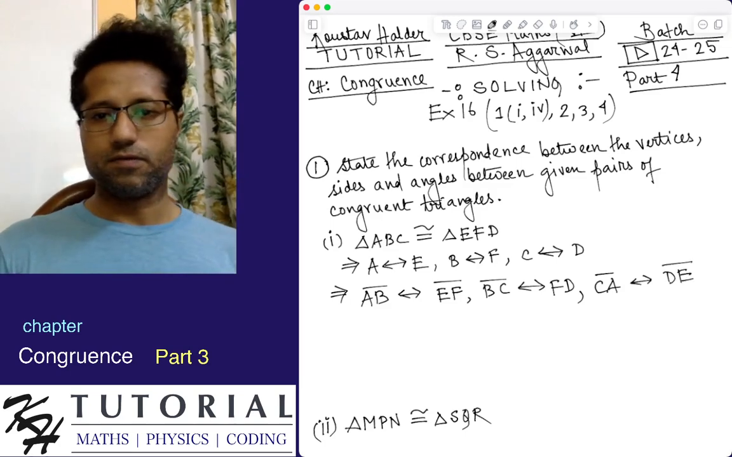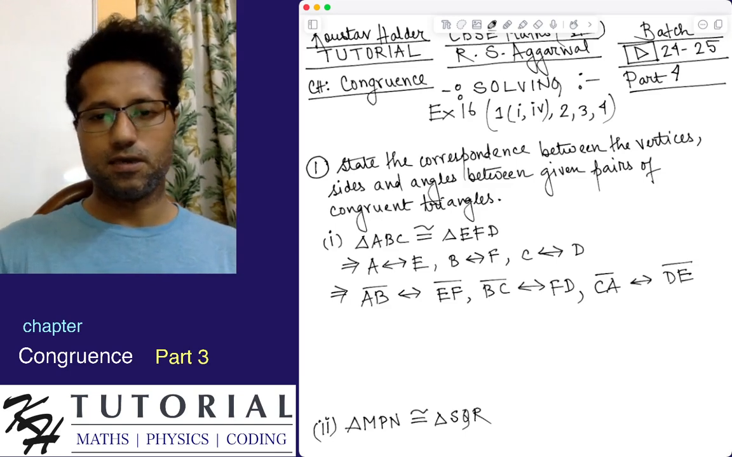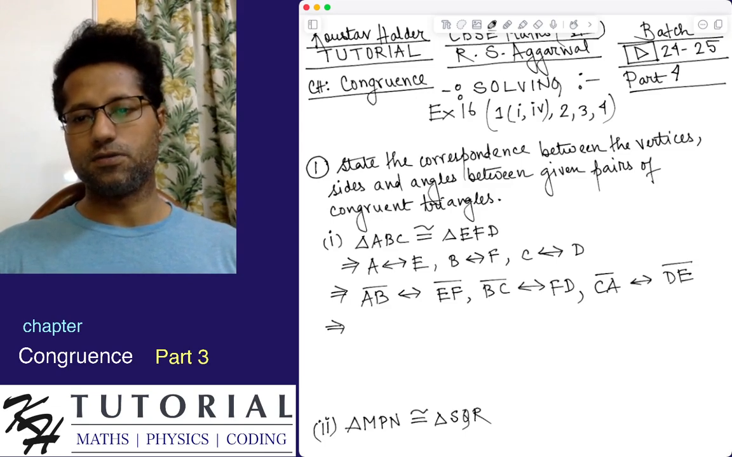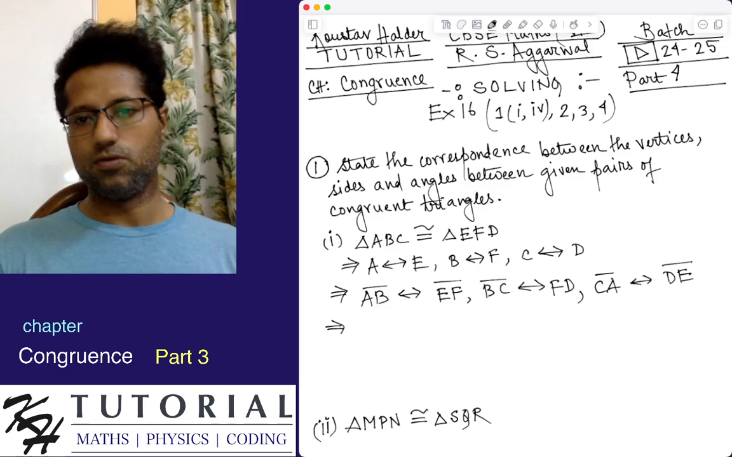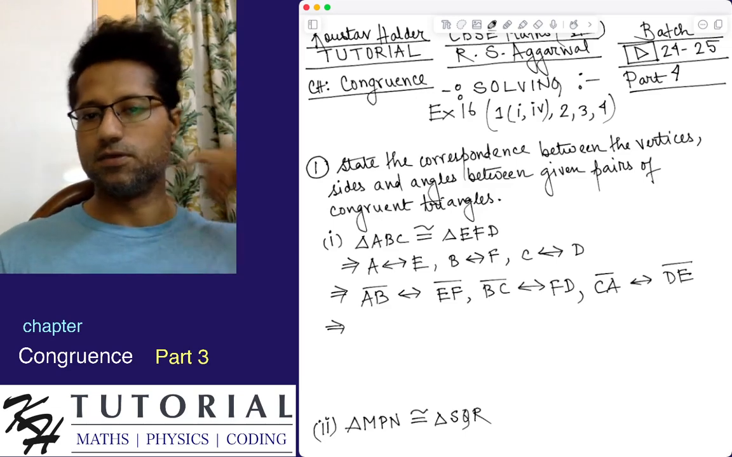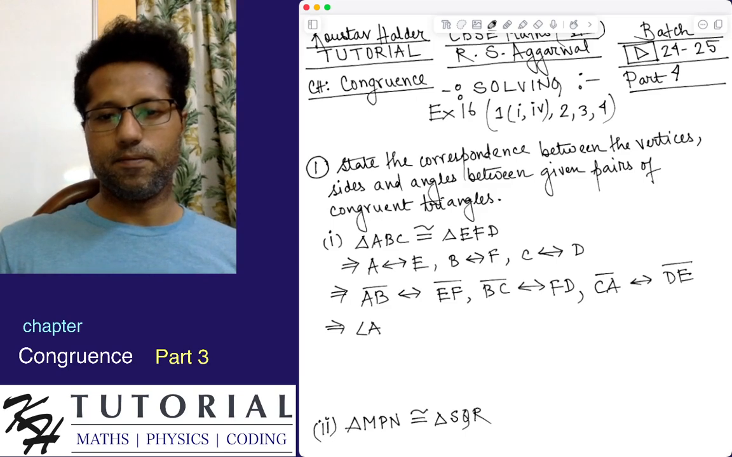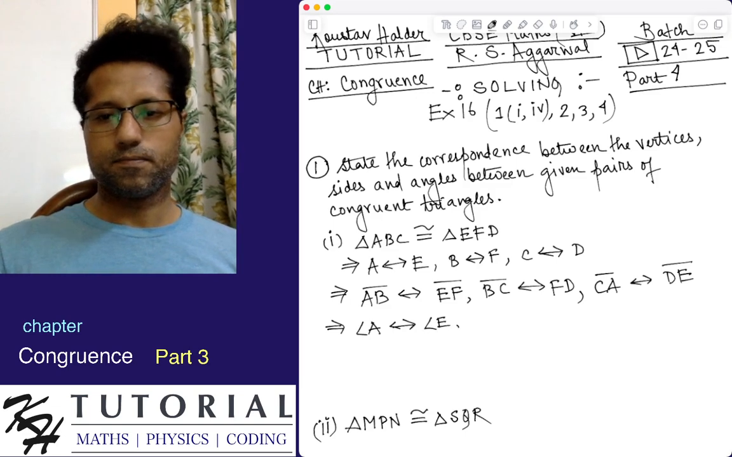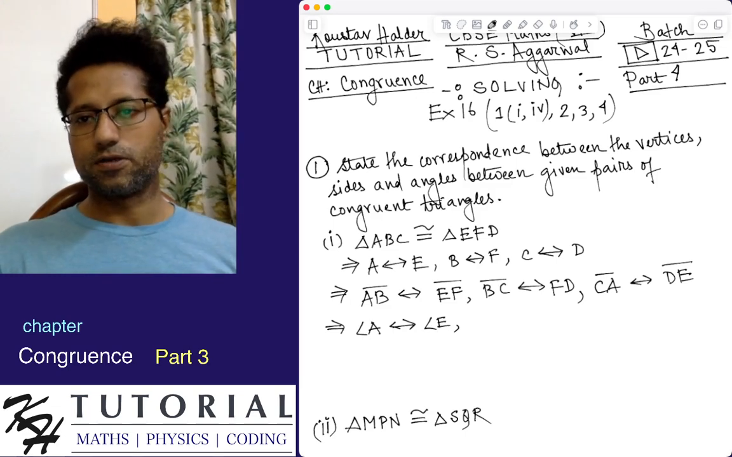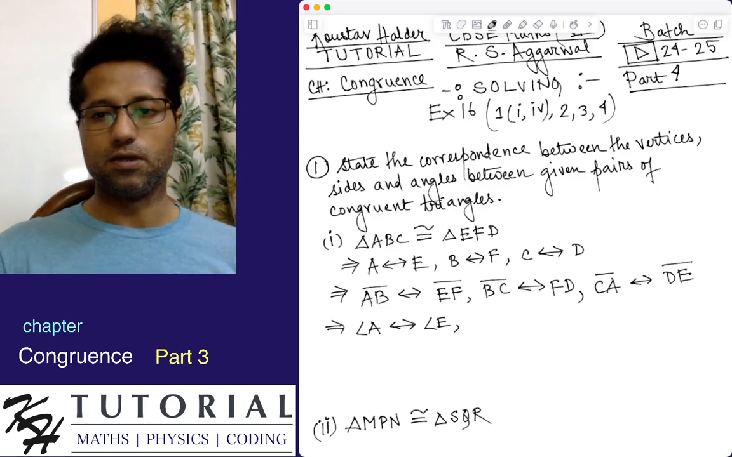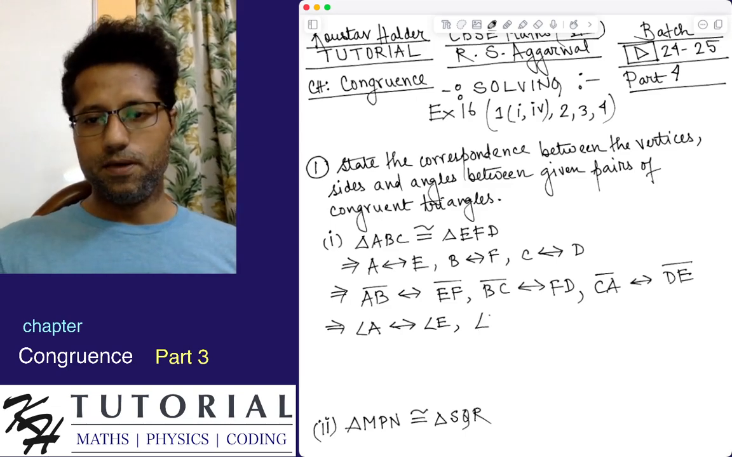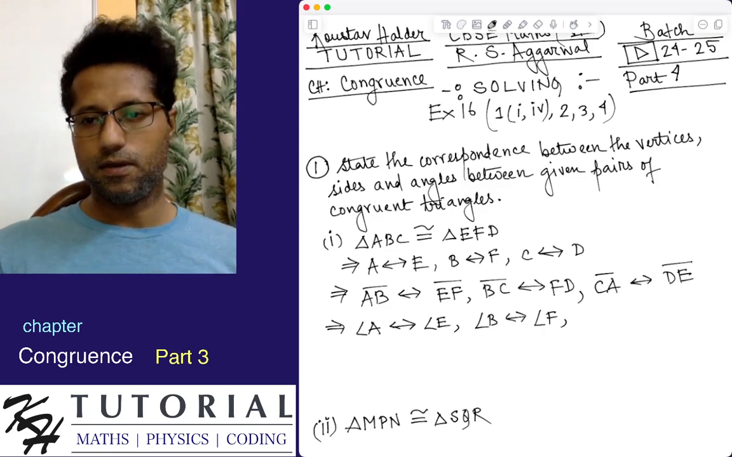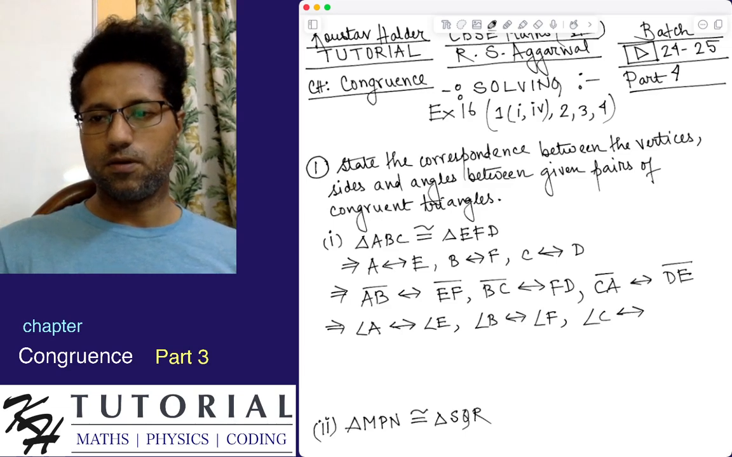So we have the correspondence of the vertices, the correspondence of the sides, and of course the angles are automatically implied from the correspondence of the vertices. As you know, the angles in a triangle are named after the vertices. So definitely angle A will correspond to angle E. This question has asked about the correspondence between the vertices, sides and angles, and not the equality. So angle B will correspond to angle F, and similarly angle C will correspond to angle D.